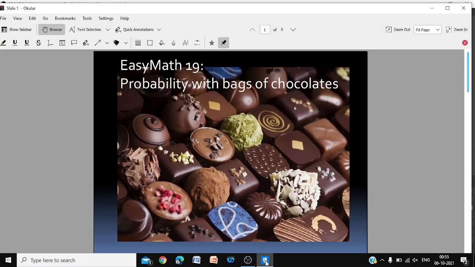An interesting question on probability of choosing chocolates from different bags. Let us see this interesting topic. The probability of choosing chocolates from different bags.